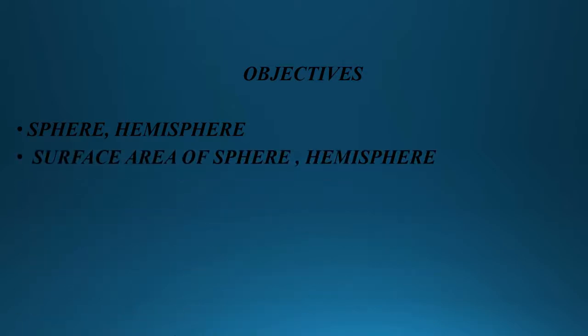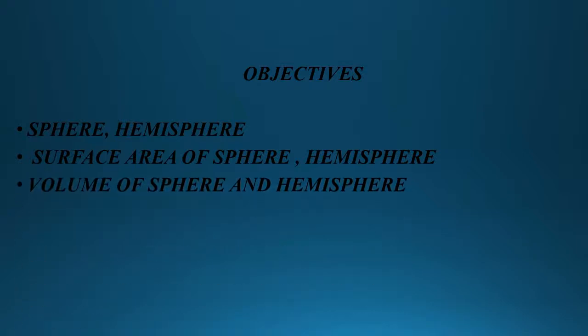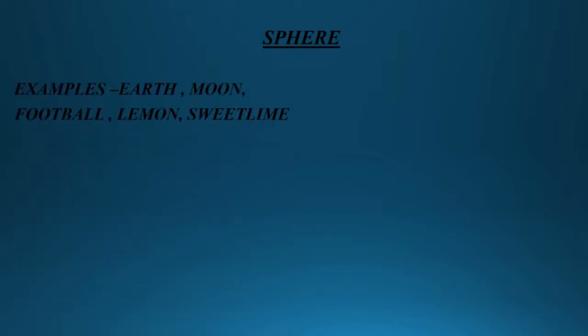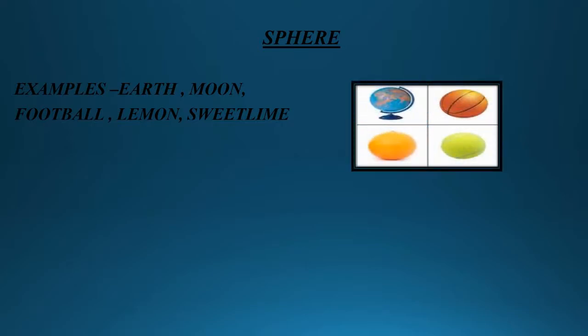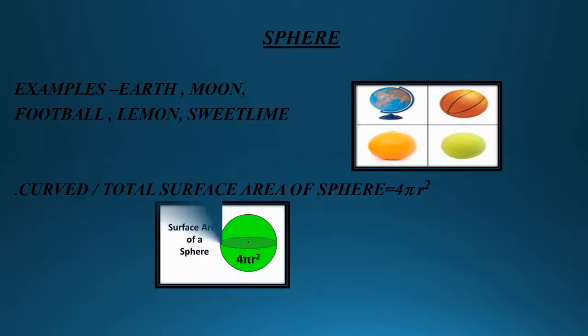The objectives of this module are sphere and hemisphere, surface area of sphere and hemisphere, and volume of sphere and hemisphere. Now students, we have seen spheres in our daily life such as earth, moon, football, lemon and sweet lime. Here the total surface area and curved surface area of a sphere are both the same, and that is equal to 4 pi r square.